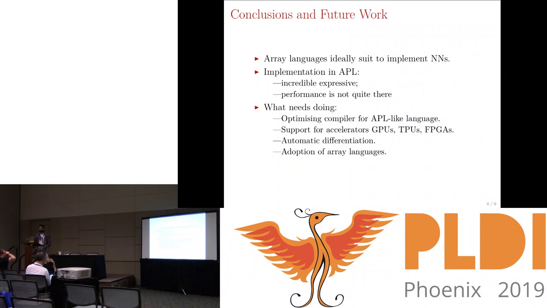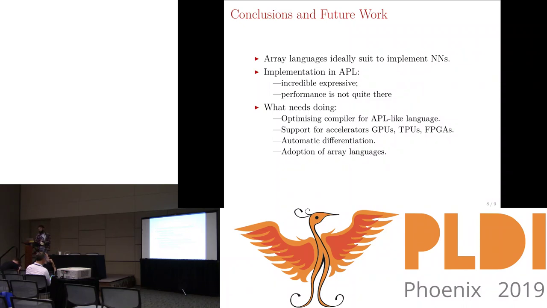embed machine learning DSLs. And we should do this, all of you who are interested in array optimizations and array languages as such. As for APL, I think it's fantastically expressive. We want to have such a level of expressibility given that we can bring it to efficient code.